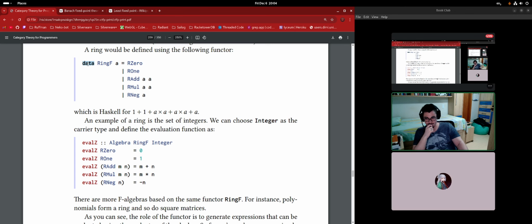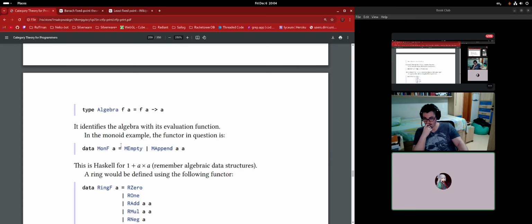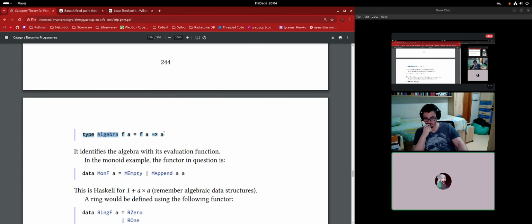You can make Algebra Haskell F (Fix Lisp F). Wait. So data Haskell F equals Algebra, no, not data, algebra. You see that, this one, the algebra type. It's literally just Algebra. F is Haskell F, and A is Fix Lisp F.